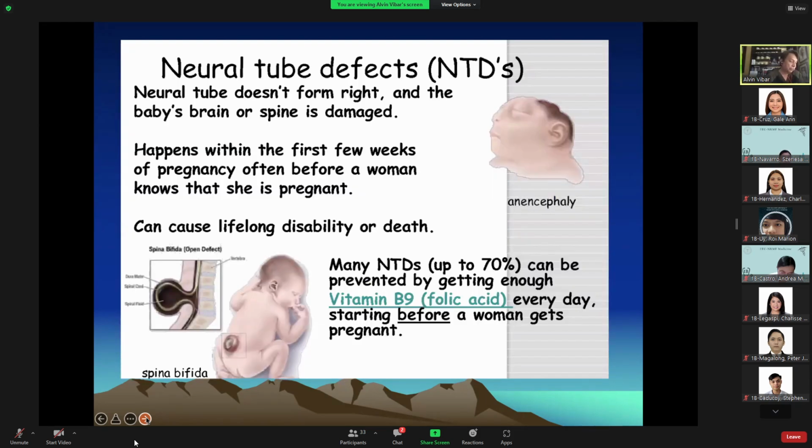Again, what is neural tube defect? The neural tube doesn't form right and the baby's brain or spine is damaged. Take note, it happens within the first few weeks of pregnancy, often before a woman knows that she's pregnant. Anong sabi natin? At what week usually nangyayari ang neural tube defects? 4th week po. 4th week. Tandaan niyo po yan, ha?